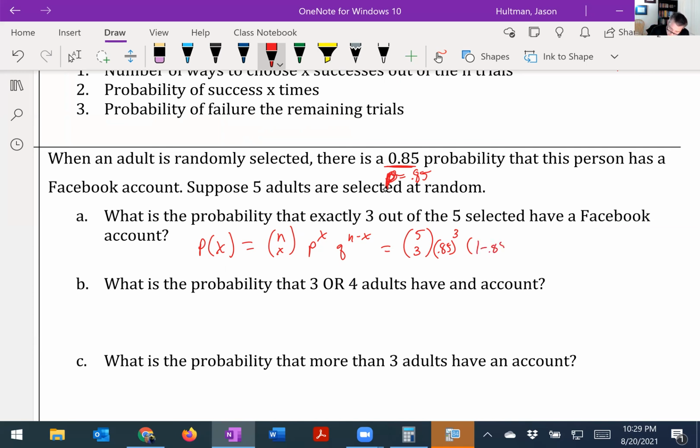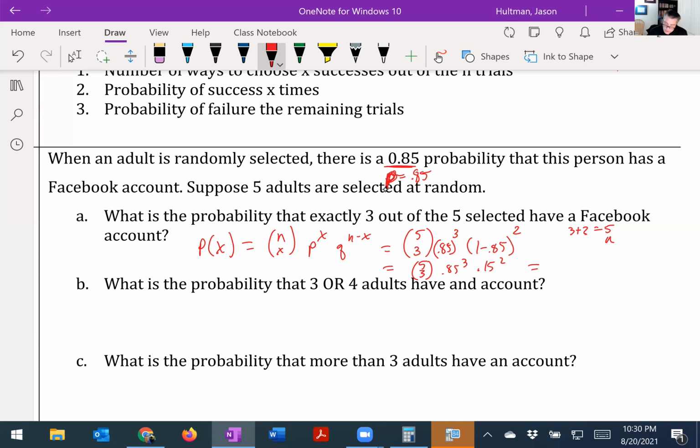Okay, and then the Q's are what's left over. These exponents will always add up to our N. Notice that 3 plus 2 is equal to 5. They're always going to add up to N, the number of trials. So 1 minus 0.85 is 0.15. So this is going to be 5 choose 3, times 0.85 to the third power, times 0.15 to the second power.